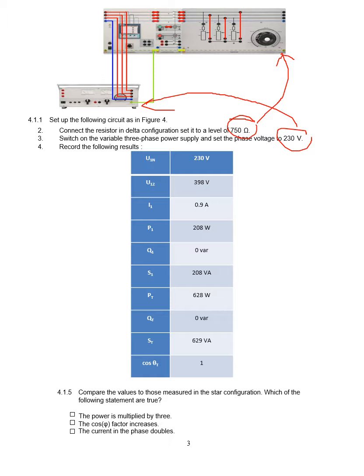Okay, and then compare the values to those measured in star configuration. In star configuration, which of the following statements are true? The power factor increases is wrong. The current in the phase doubles. Which of the following are true? So the power is multiplied by 3. This is the answer.